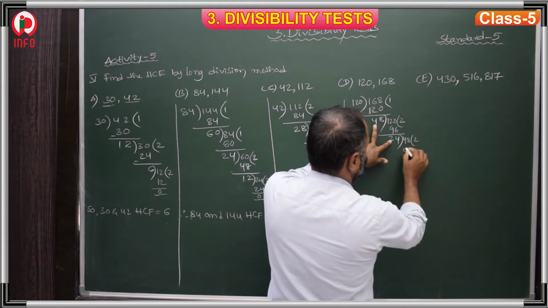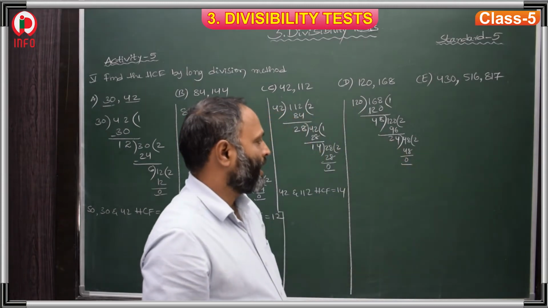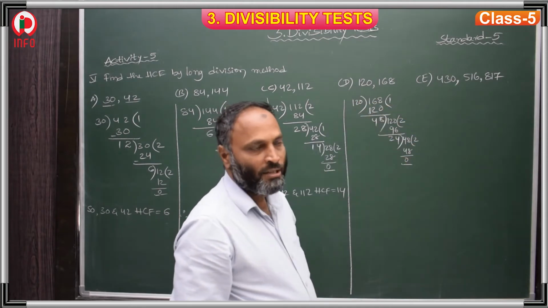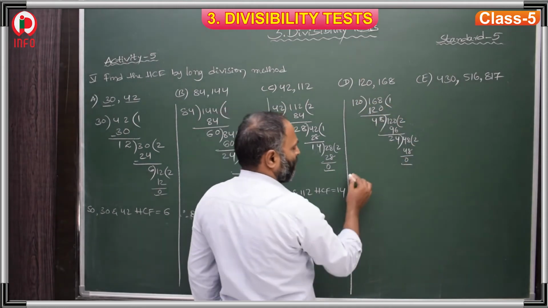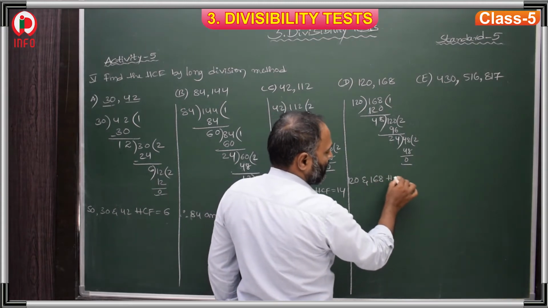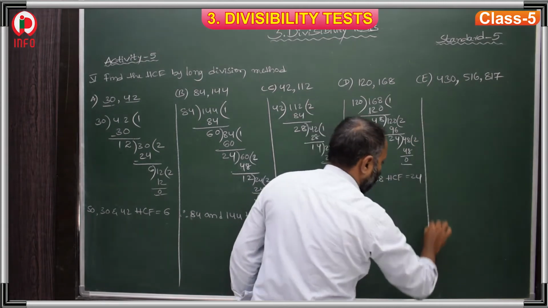24 twos are 48. If we take 24 as a divisor, then we get remainder 0. So the HCF of 120 and 168 is 24. 120 and 168 HCF is equal to 24.